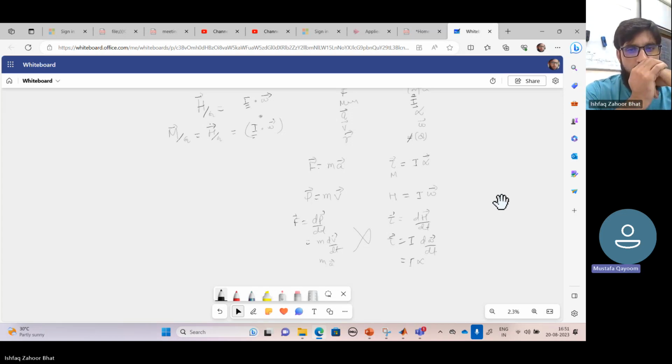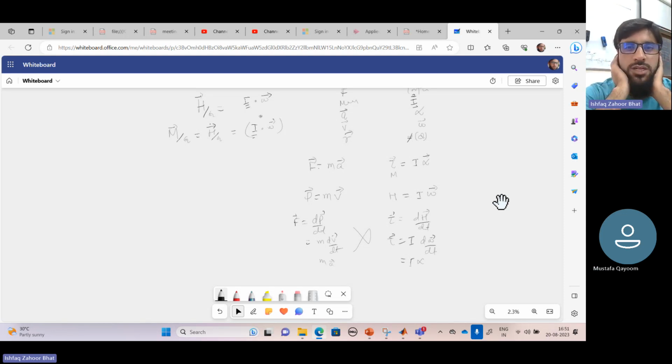We just say that momentum, when we have a direction of momentum, is the same as the direction of velocity. But in this case, the direction of angular momentum is not the same as the direction of omega. It depends on the inertia.